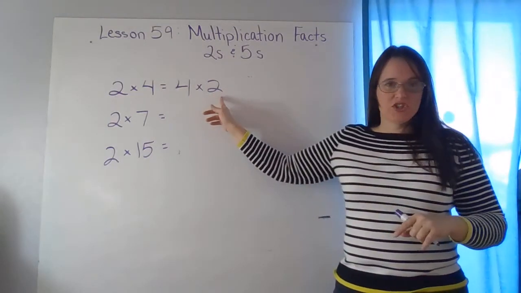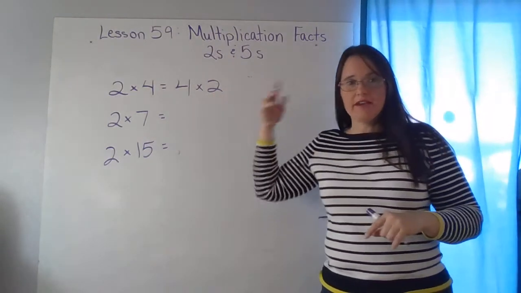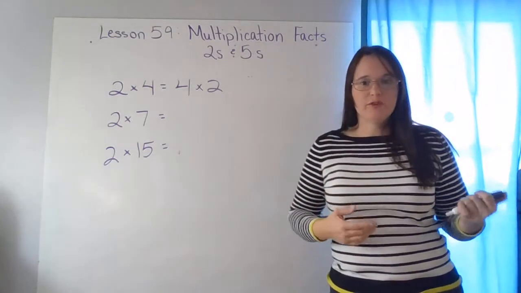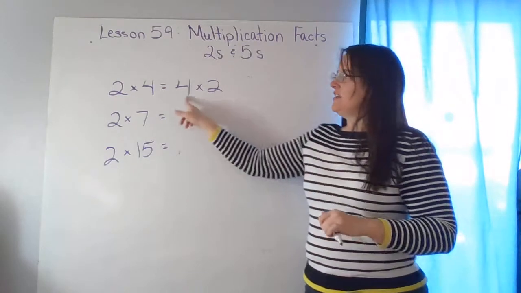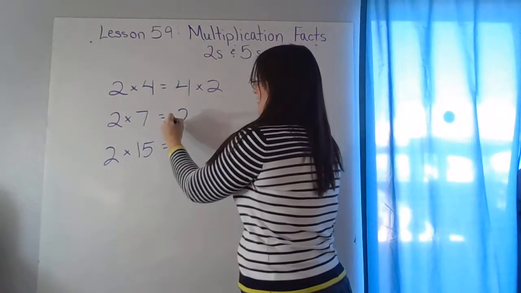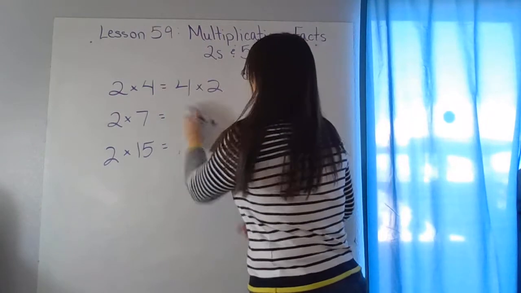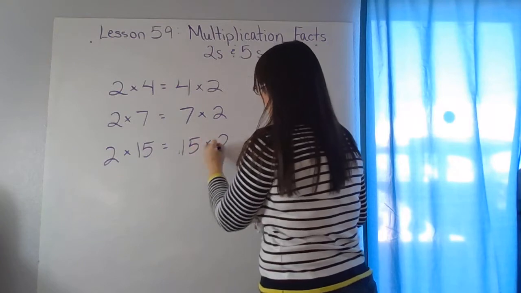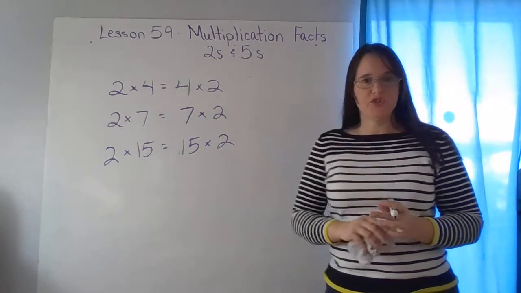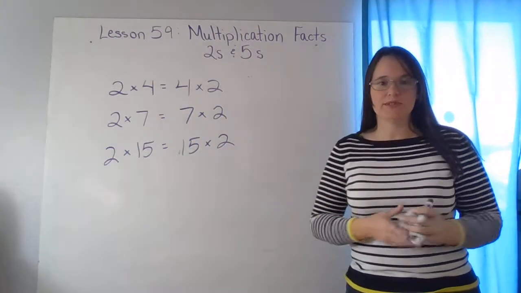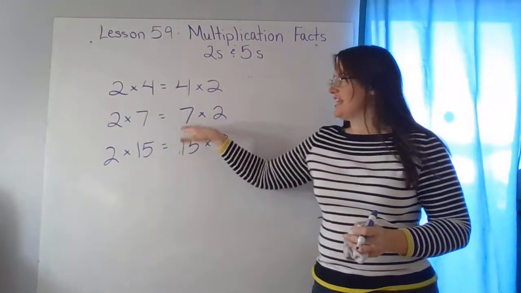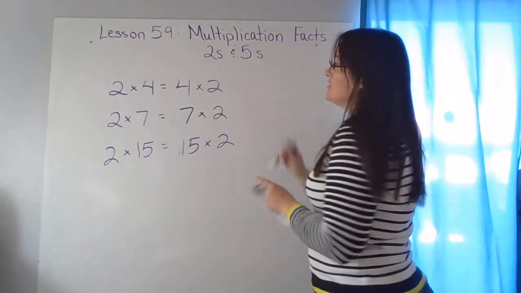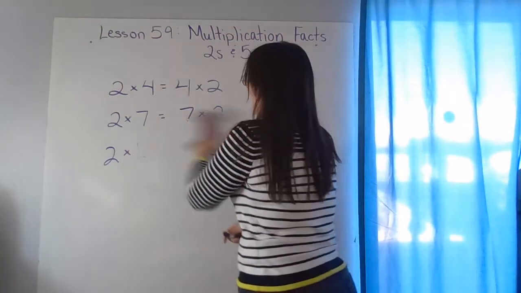Or I could look at the 2 there, have the little alarm bell go off in my head, ding, ding, ding. Hey, that's a doubles fact. And I could just do 4 plus 4 again in my head. So either way it's written, oh, I'm putting the 2 first again, 7 times 2 or 15 times 2. Doesn't matter where the 2 is, it's still a 2's multiplication fact, and I can just take the other number and double it.